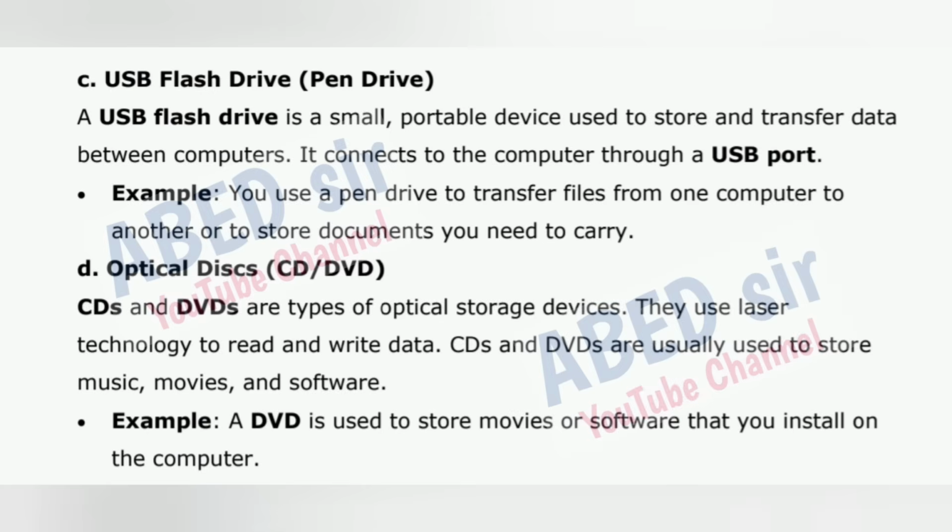D. Optical discs, CD-DVD. CDs and DVDs are types of optical storage devices. They use laser technology to read and write data. CDs and DVDs are usually used to store music, movies, and software. Example, a DVD is used to store movies or software that you install on the computer.